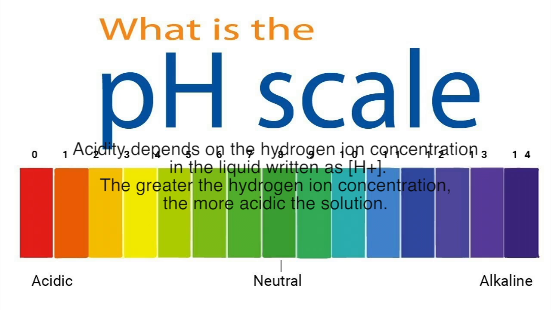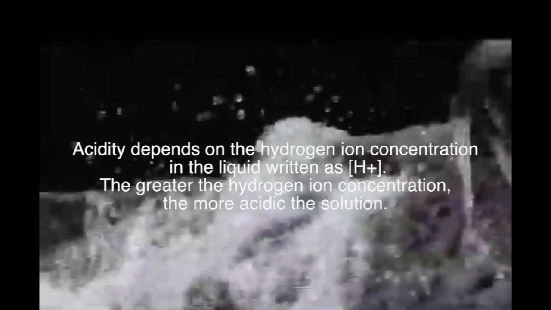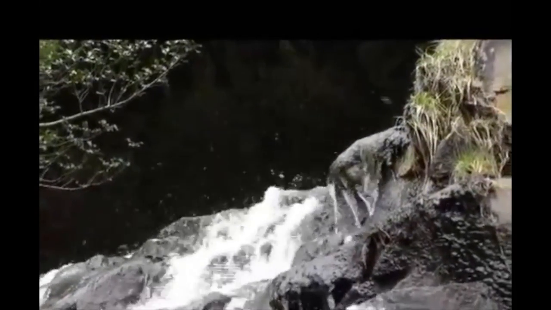Acidity depends on the hydrogen ion concentration in the liquid, written as H positive. The greater the hydrogen ion concentration, the more acidic the solution. Pure water contains a hydrogen ion concentration of 1 times 10 to the power of minus 7 moles. To calculate the pH, we must use a log formula as well as log laws.